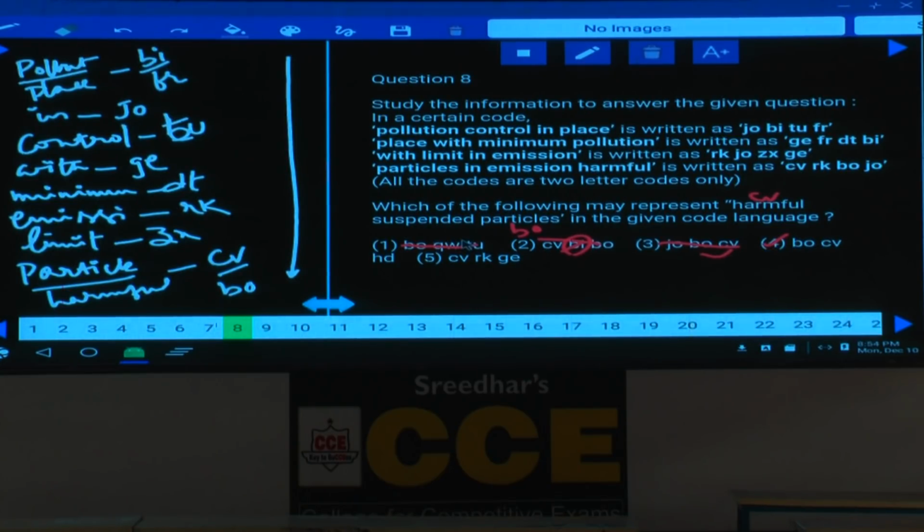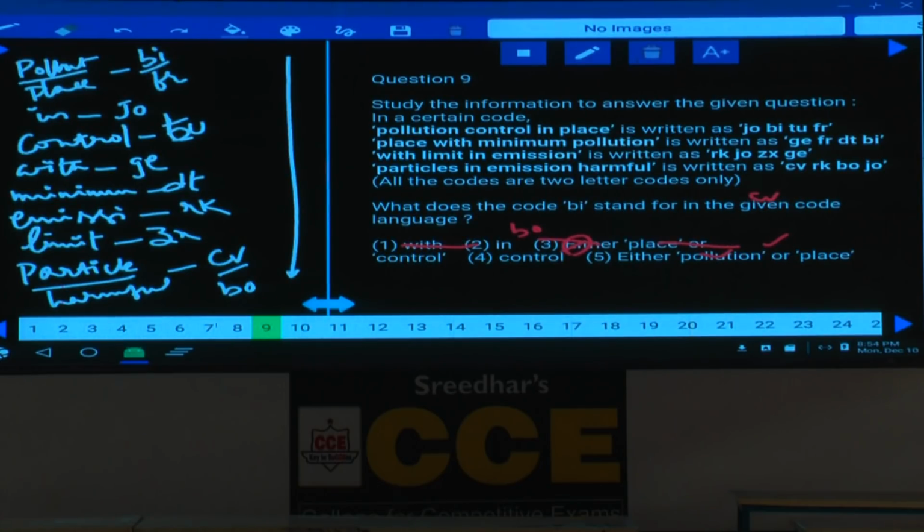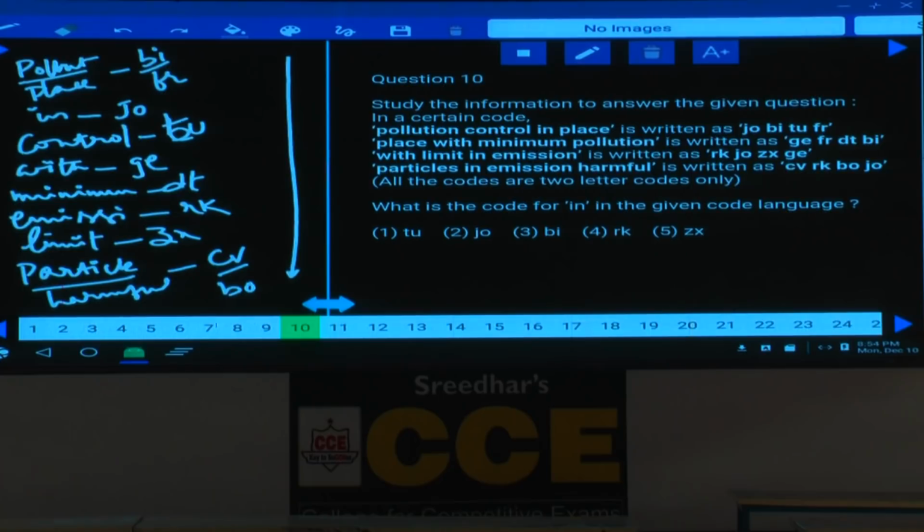Then question number 9. Now in this question number 9, what does the code BI stand for? The code BI stands for either pollution or place. Either pollution or place, that is given in choice 5. Then what is the code for in the given code language? Tell me what is the code to the word in here? The code to the word in is JO. JO, that is given in choice 2. Question number 10, choice 2 is the answer.